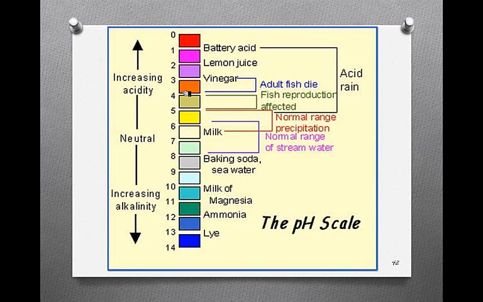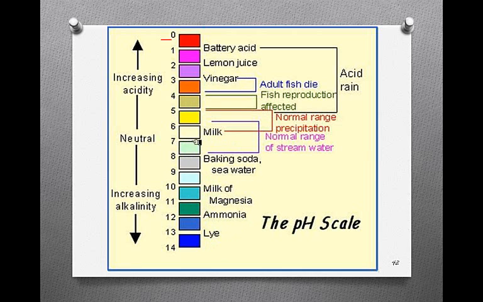Alright, let's talk a little bit about pH. Here we have the pH scale. This is increasing acidity down to increasing alkalinity. At 0, you have battery acid, lemon juice, vinegar. This is rain here at 5 to 6, milk at 6, baking soda and seawater at 8, milk of magnesia at 10, ammonia at 11, lye at 14.